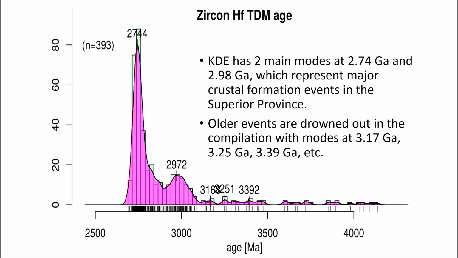The zircon hafnium model age KDE has two main modes at 2.74 and 2.98, which represent the major crustal formation events in the Superior Province. There are some other older events, but these are drowned out in the compilation, with modes at 3.17, 3.25, 3.39, et cetera. And these also correlate with general magmatic ages as well.